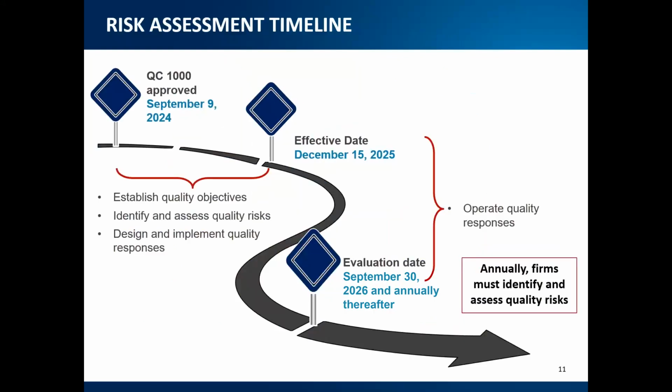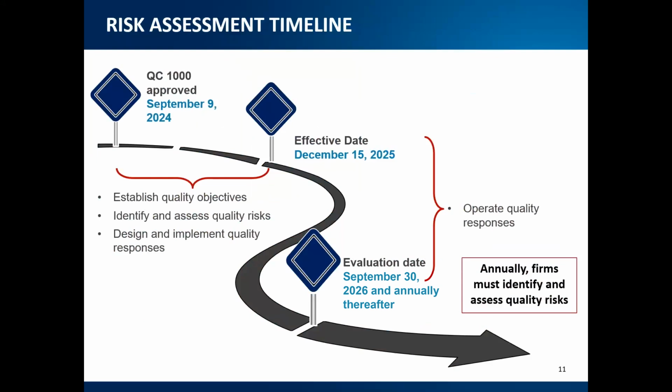Let's take a closer look at the QC 1000 timeline. The new standard and related amendments will become effective on December 15, 2025. This means that a firm's QC system needs to be designed and implemented by December 15, 2025, and a firm will need to be ready to start operating it from that date onwards in accordance with QC 1000.